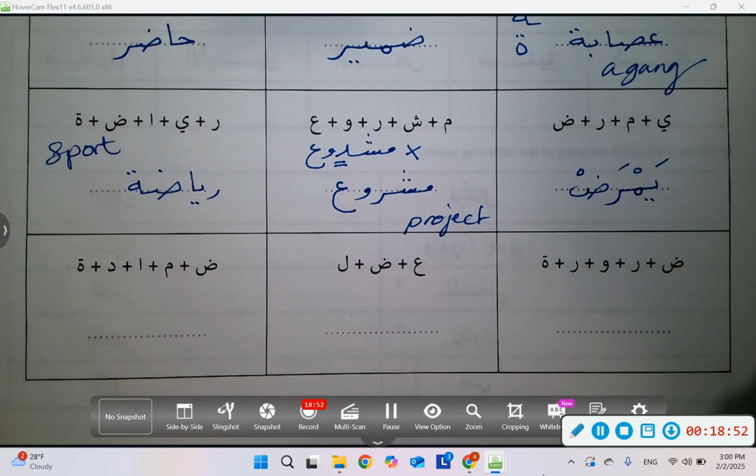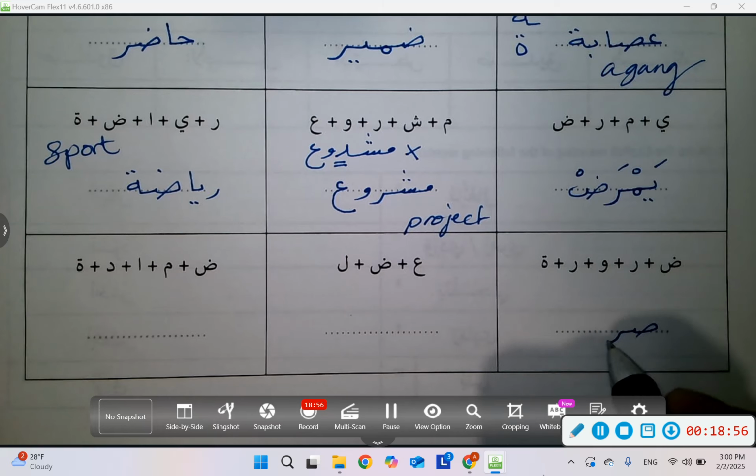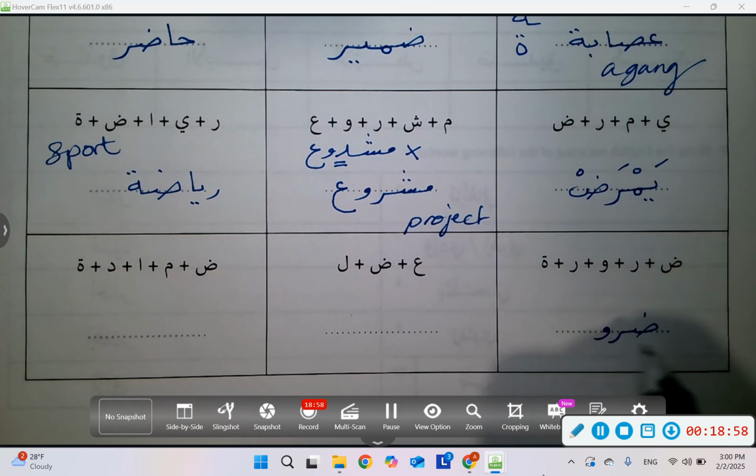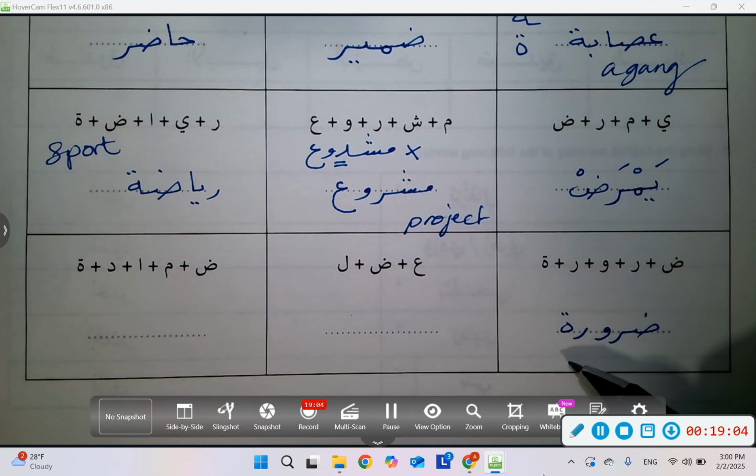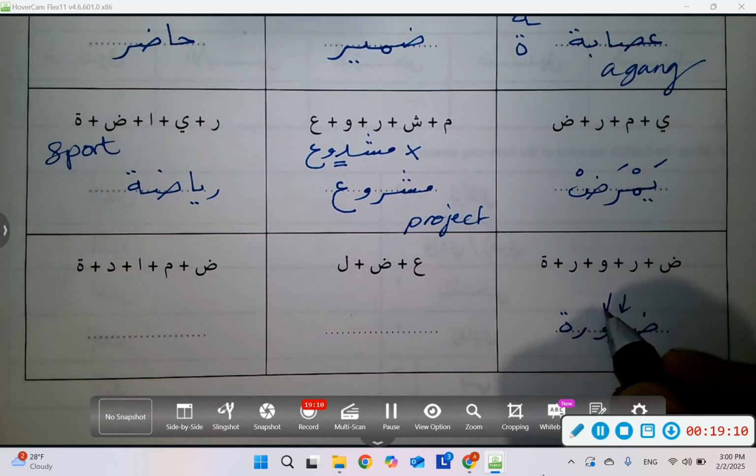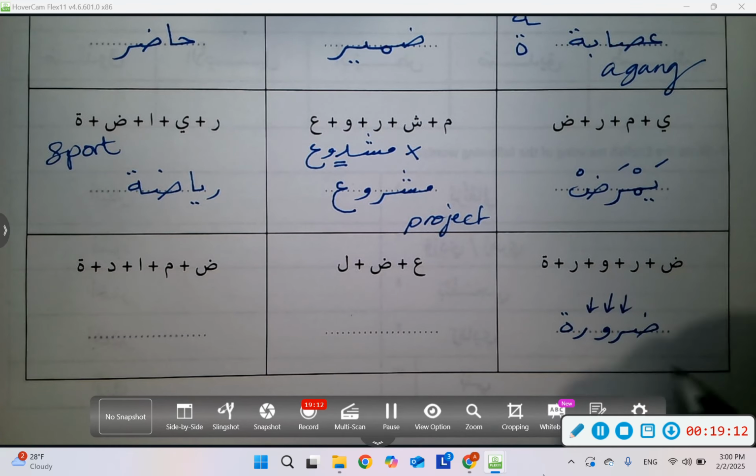ضرورة, necessity. ضاد راء واو راء and ta marbuta. If you see, this ta marbuta is not connected because ra is a one-way connector. So here we have ra, waw, ra, all these three one-way connectors. They don't connect to the next letter.